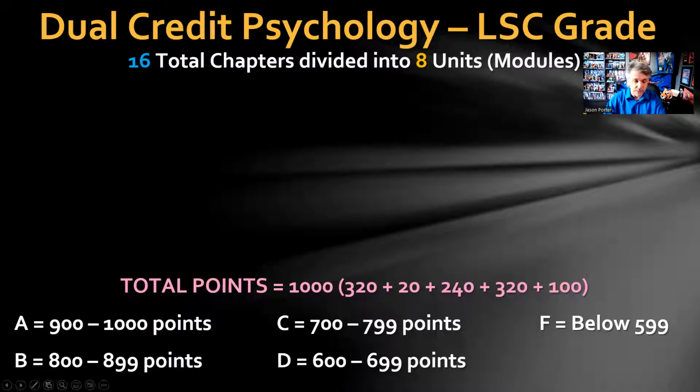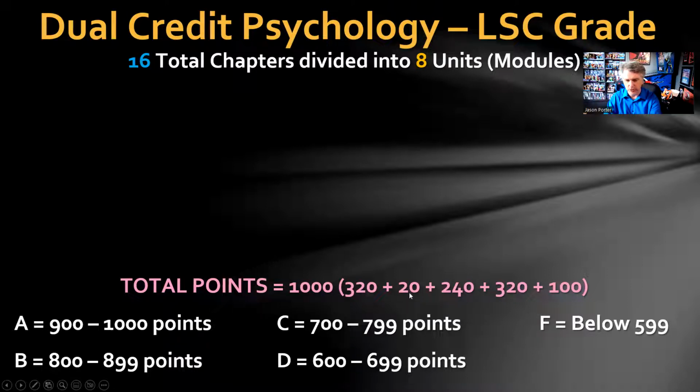Now, is it possible that you could get a D and still get credit? Yes, but it might have an impact on your standing at Lone Star, as well as your standing on your particular campus, whether or not you can continue to take dual credit. All right, so with that being said, let's look at how you can get up to these 1,000 points.